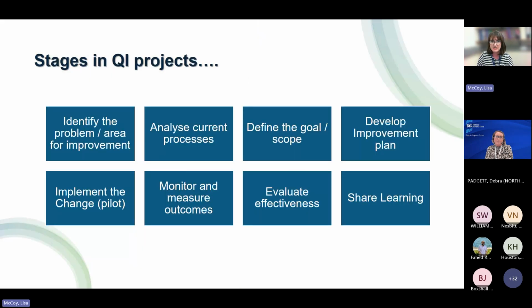There are a number of different stages in quality improvement projects. For example, you first of all need to identify the problem, the area for improvement. You need to look at your current processes and analyse them. In pathology labs, certain areas maybe have been operating the same procedures for a long period of time, and maybe it's the same key staff who are working in those areas. And we need to look at all areas to see if we can improve things and map out our processes.